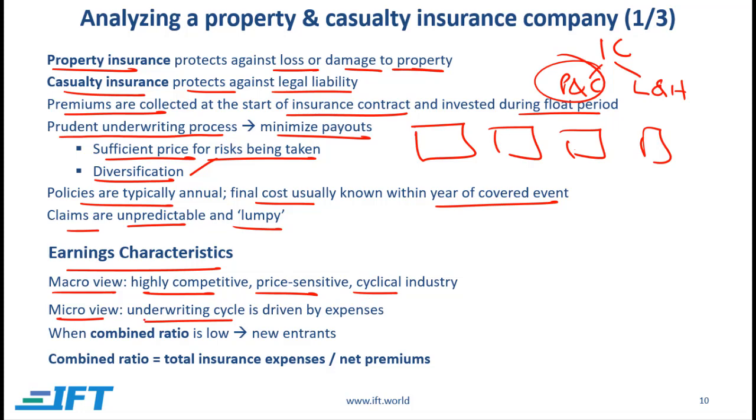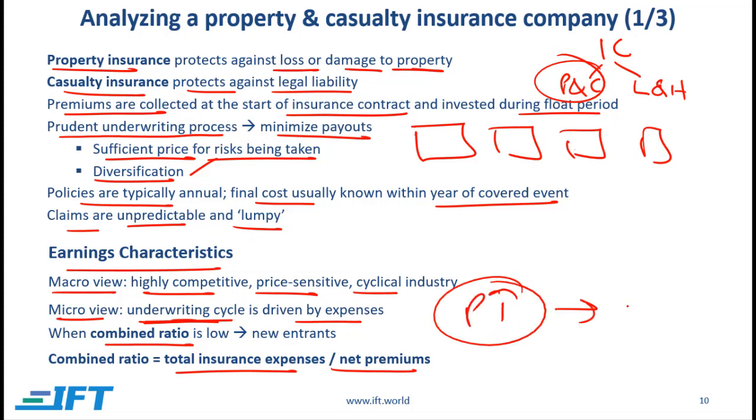From a micro perspective, we should recognize that the underwriting cycle is driven by expenses. When the combined ratio is low, then we have new entrants. A low combined ratio means that the total insurance expense is low relative to net premiums. This means that the profitability is high. So high profitability leads to new entrants. When there are many new entrants, the industry becomes more competitive, and then companies leave the industry. So that's why we say that this industry is highly competitive, price sensitive, and cyclical.